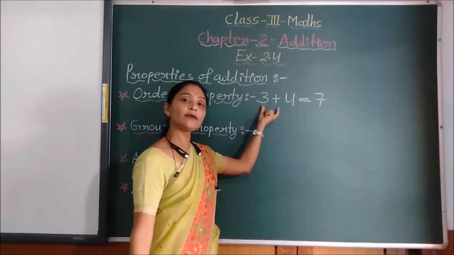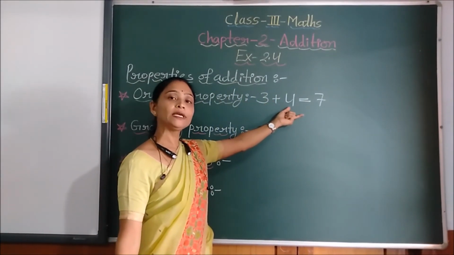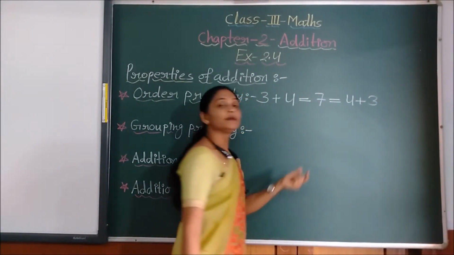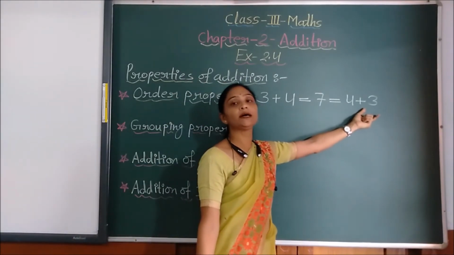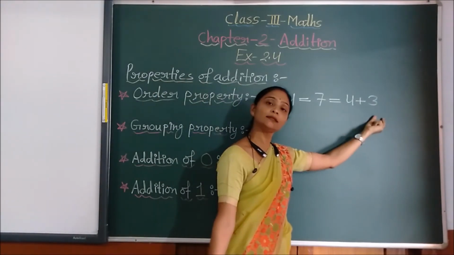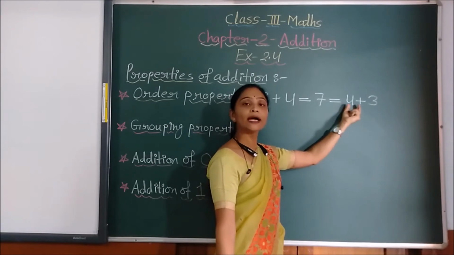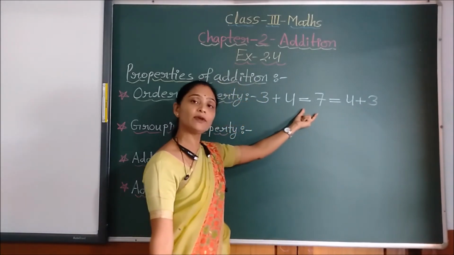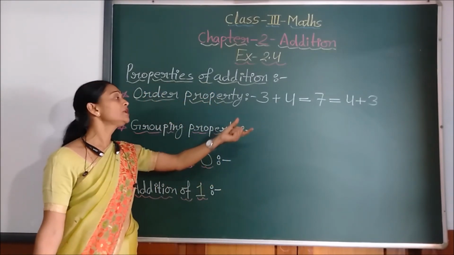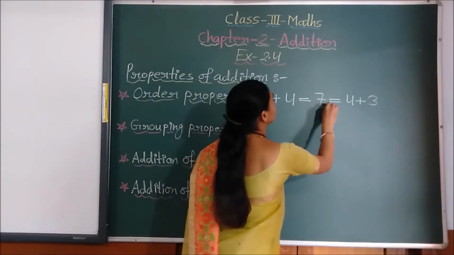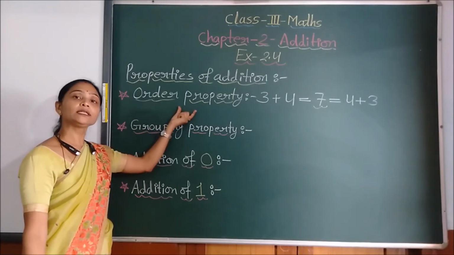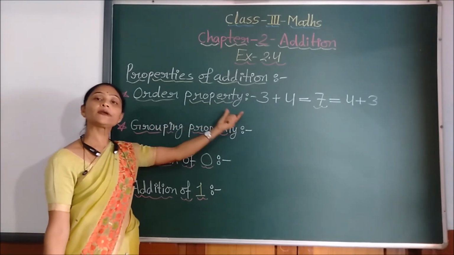We are getting here this 7. Now if we change the order of writing number, means we write first 4 and then 3. Yes, we have changed the order of writing number. Here 3 was written first and 4 after that. Now we have written 4 first, then 3. So then also if you add, 4 plus 3 is 7. So if you change the order of writing number, then also you are getting the same sum. This is only the order property. You may change the order of writing numbers.